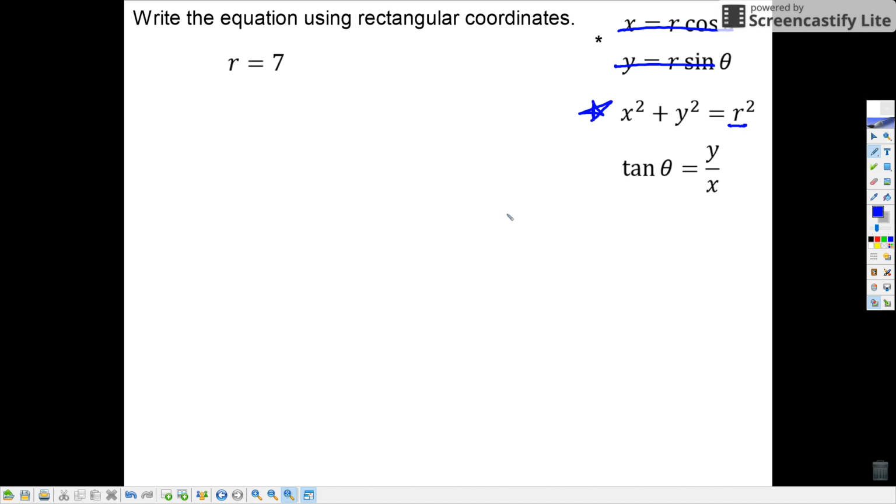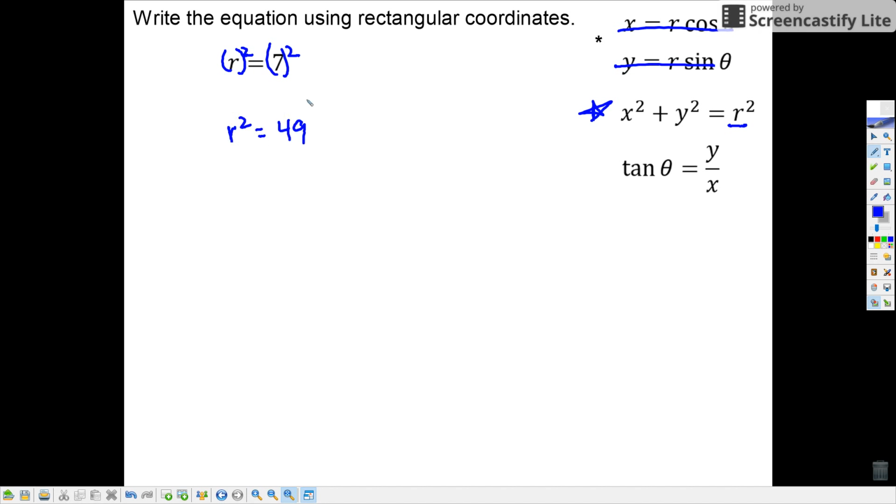We have just an r, we don't have an r squared, so maybe we can multiply by r. However, if we do that, r squared we can easily convert or substitute x squared plus y squared in for that, but we then have just r. And we could do some sort of conversion, but there's another way we could actually work with this. So instead of multiplying by something, I can go ahead and just square both sides, so that I end up with r squared equals 49.